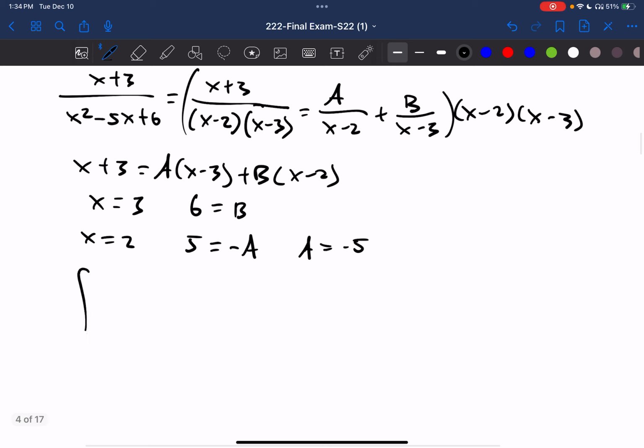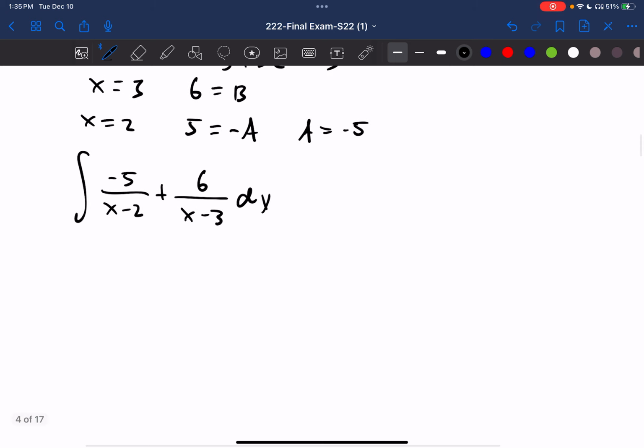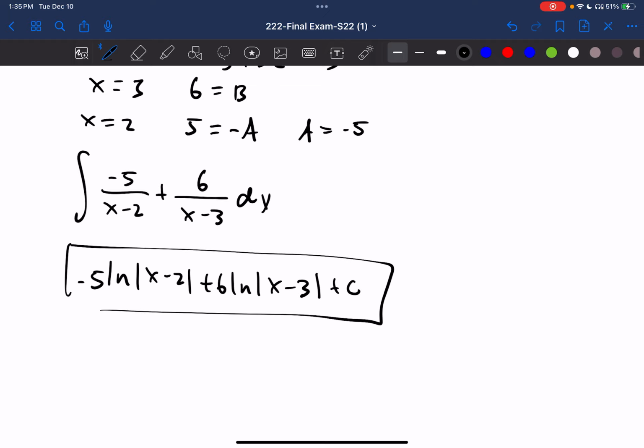From here, we can put it under the integral sign: negative 5 over x minus 2 plus B, which is 6, over x minus 3 dx. This is a very basic integration. You can set the bottom as u if you want to, but this will just be equal to ln absolute value of x minus 2 plus 6 ln of absolute value of x minus 3 plus C. And this should be your answer.